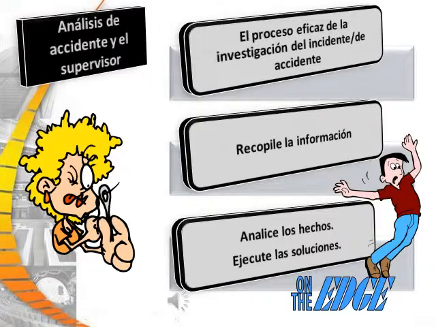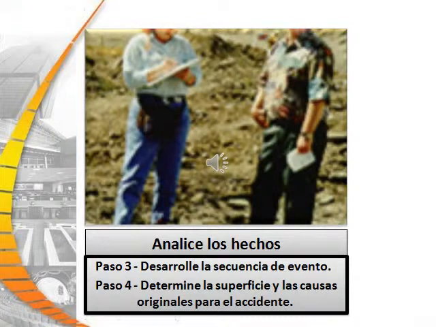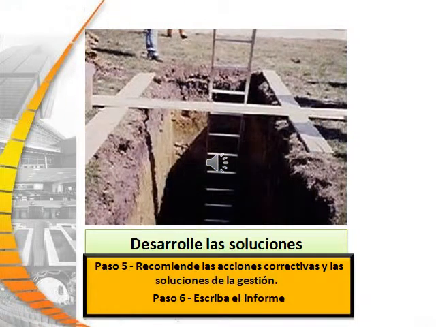The effective incident accident investigation process gathers information, analyzes the facts, and implements solutions. When gathering information, first secure the scene. Step 2, collect the facts about what happened. Analyze the facts. Step 3, develop the sequence of events. Step 4, determine the surface and root causes for the accident. Step 5, recommend corrective actions and management solutions. Step 6, write the report.